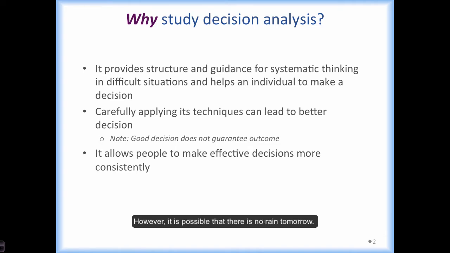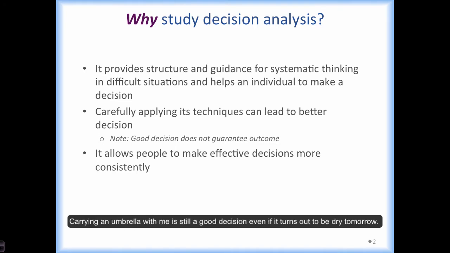However, it is possible that there is no rain tomorrow. In this example, bringing an umbrella with me is still a good decision, even if it turns out to be dry tomorrow. In other words, we do not evaluate whether a decision is good or bad from the hindsight. Instead, we evaluate a decision based on the anticipated payoff and the choice of the decision criteria.